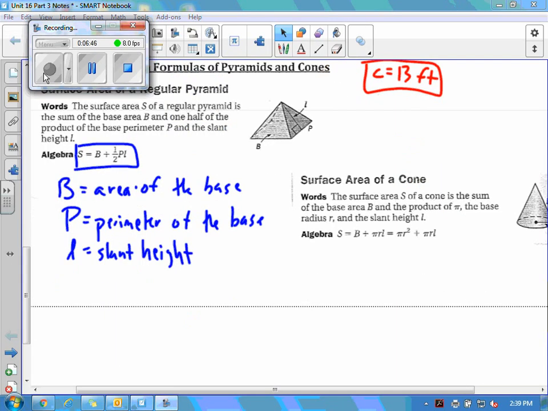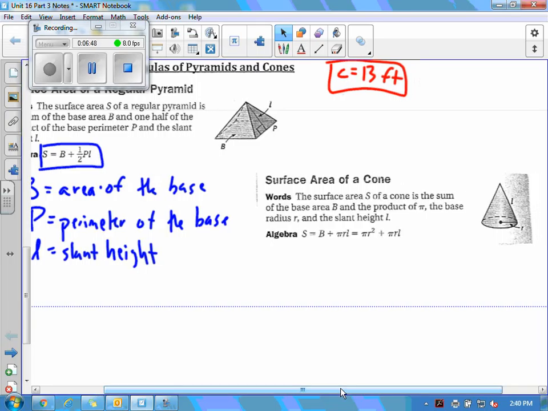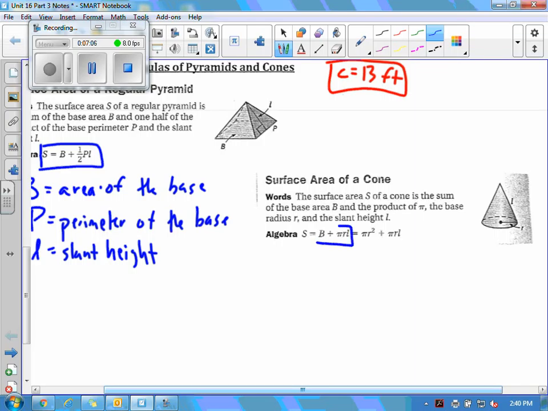Looking over to the right and down a little bit, we have the surface area of a cone. The surface area S of a cone is the sum of the base area B and the product of pi, the base radius r, and the slant height L. Again, really long definitions. This is the formula that I boxed in blue. What I boxed in red is really just the formula expanded.